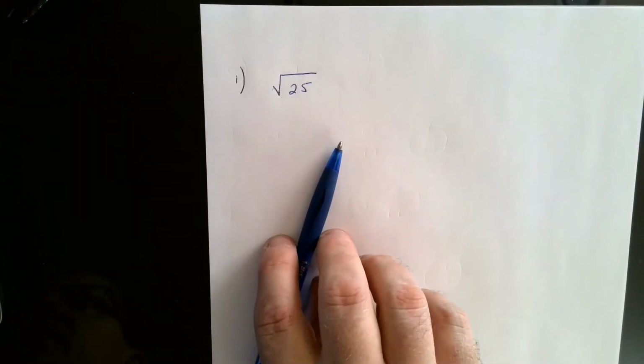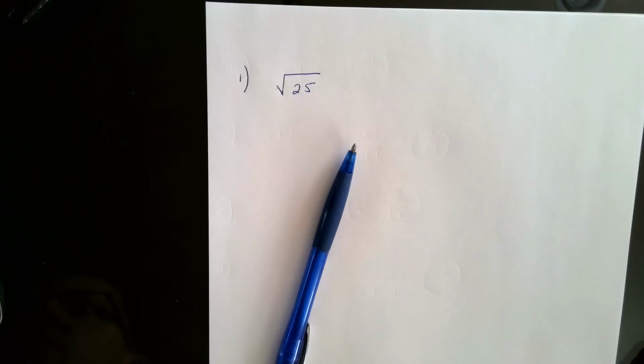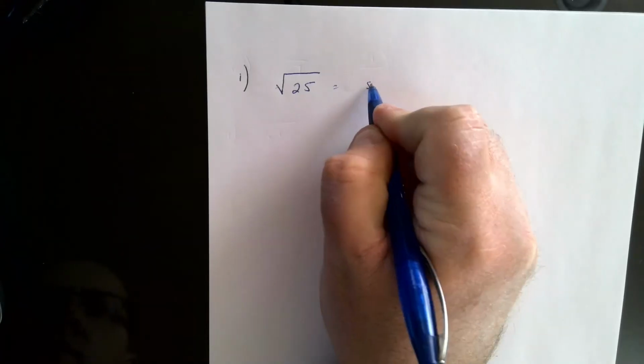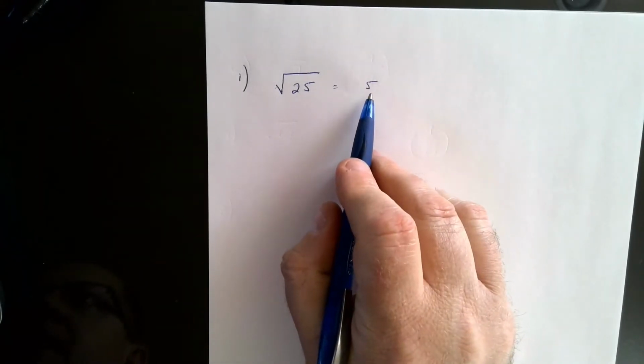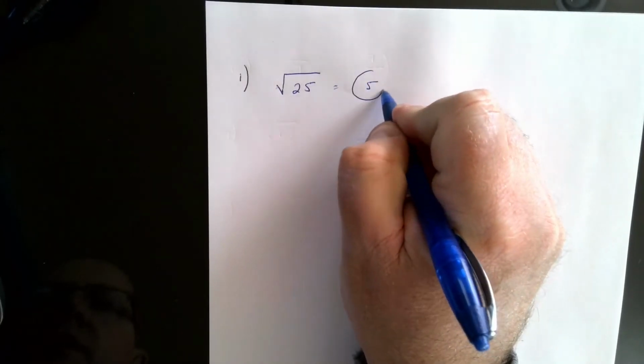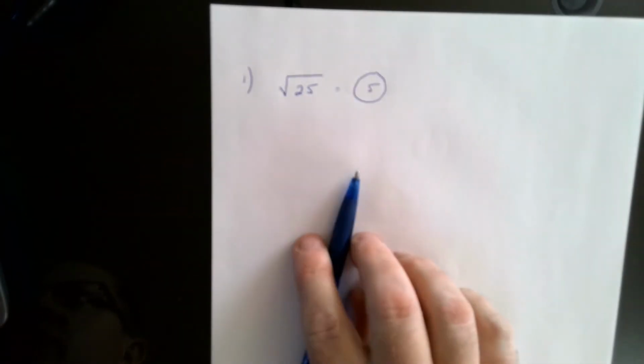So what does square root mean? Square root is where we're looking for a number that times itself gives us that number. So the square root of 25 would be 5. 5 times 5 is 25. Okay, so we're looking for what number times itself gives us back 25.